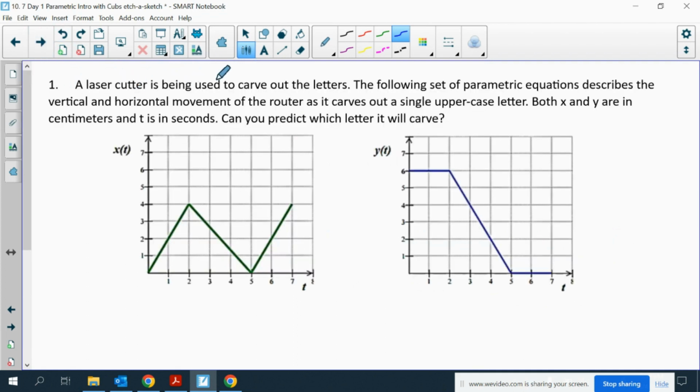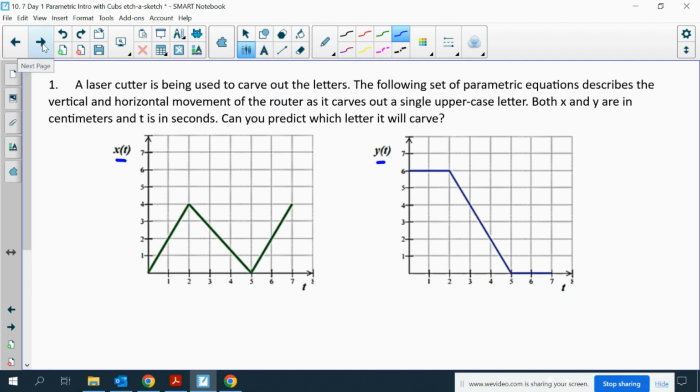So let's take example 1: a laser cutter is being used to carve out letters. We have parametric equations that are described by these graphs, x of t and y of t. The movement of this will carve out a single uppercase letter. t is in seconds, x and y are in centimeters. So the question is, what letter will be carved out?